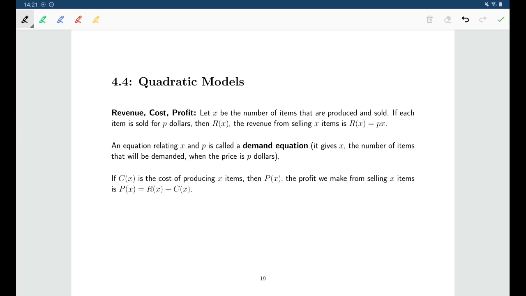Now, of course, our revenue equation doesn't take into account any of the costs that we've incurred making these items. So you might have another function, a cost function, C of X, and that would be the cost for you to make those X items. And so if you're interested in profit, how much money did you actually earn from this, that would be how much money you took in minus how much money you had to spend making those items. So our profit equation will just be our revenue equation minus our cost equation.